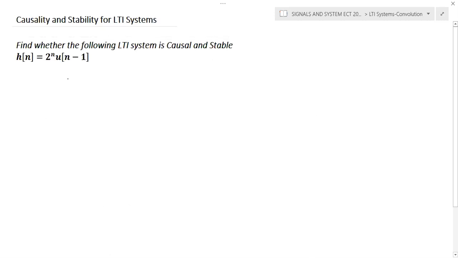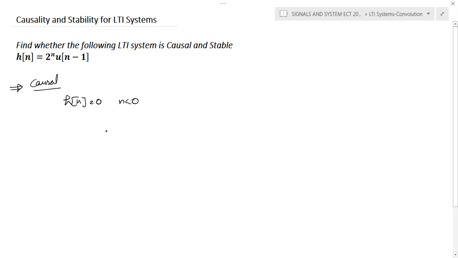Now we'll discuss another question. h of n is equal to 2 raised to n u of n minus 1. Here, first we need to verify the causality condition. We need to verify whether the given LTI system is causal or not. And for that, we need to observe the condition where h of n is equal to 0 for n less than 0. We need to verify this condition.